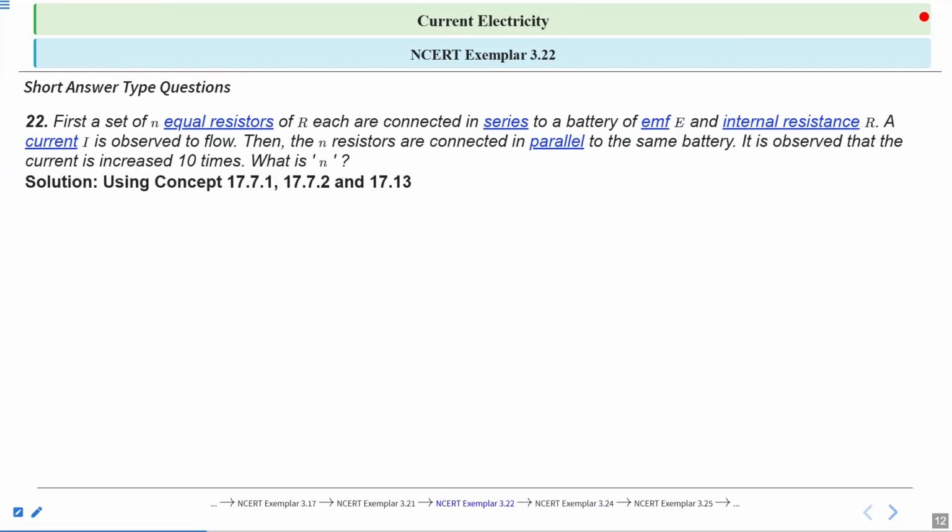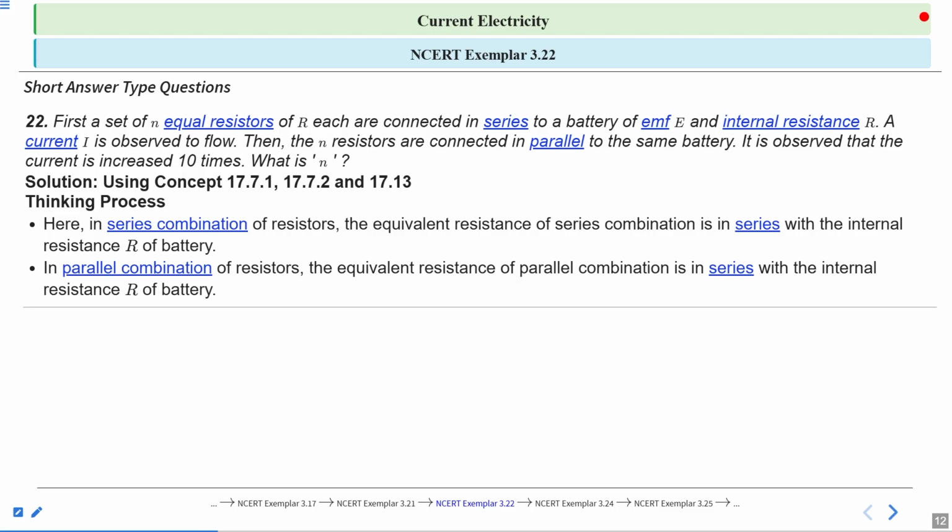Let's see the answer, using concepts 17.7.1, 17.7.2, and 17.13. What is the thinking process for this question? Here in a series combination of resistors, the equivalent resistance of the series combination is in series with the internal resistance R of the battery. Since the battery is connected with this series combination of resistors, the equivalent resistance is in series with the internal resistance of the battery.